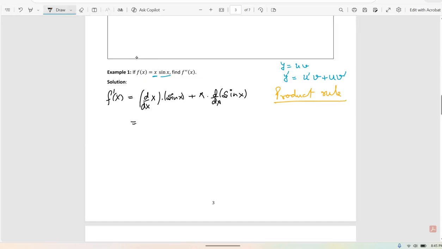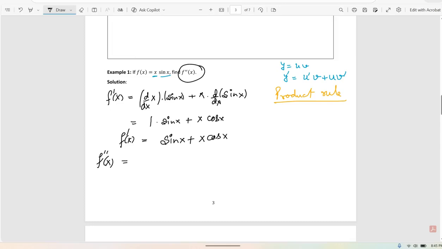Let's do this. Derivative of x is what? 1 times sine x plus x, derivative of sine x is cosine x. So what do we have as an answer? Sine x plus x cosine x. That's f prime x. But they're asking us to find the second derivative. So we need to differentiate it one more time.